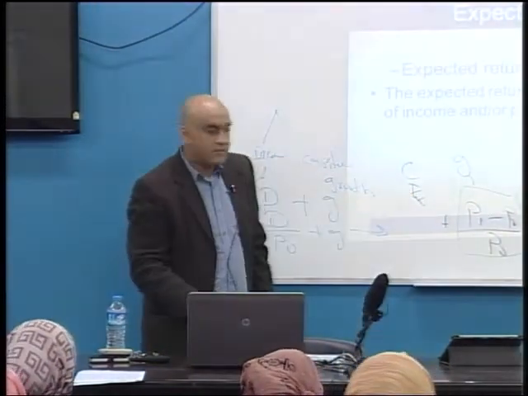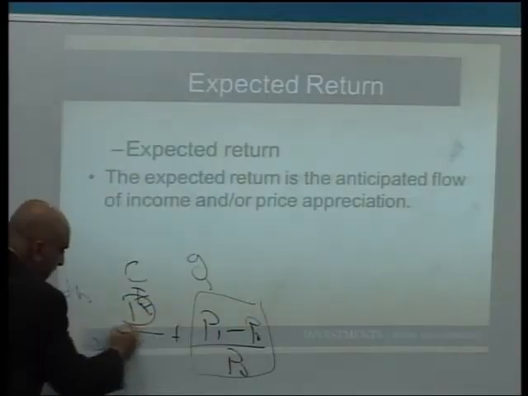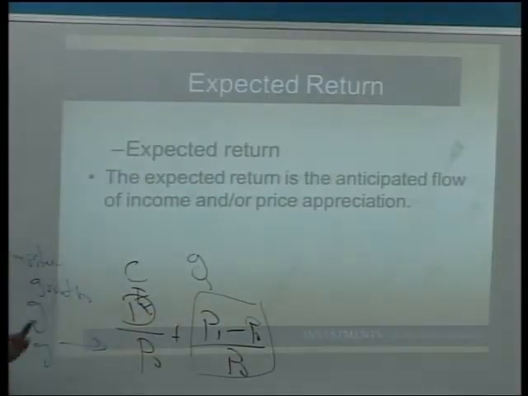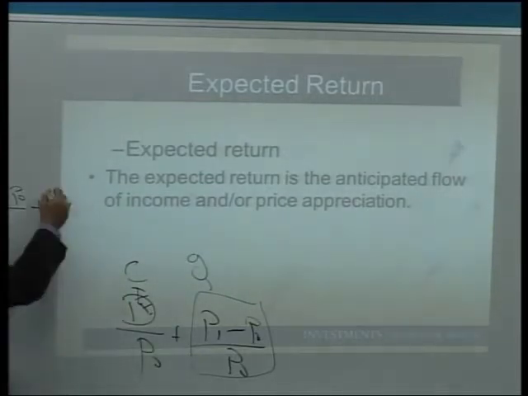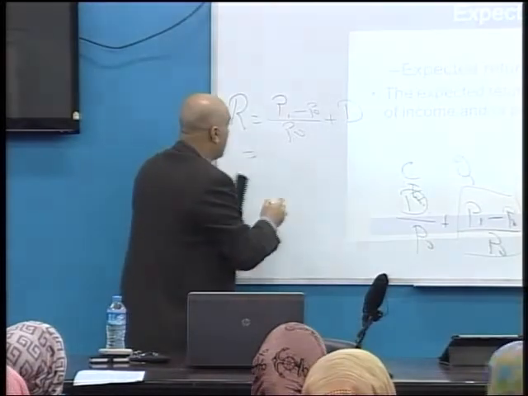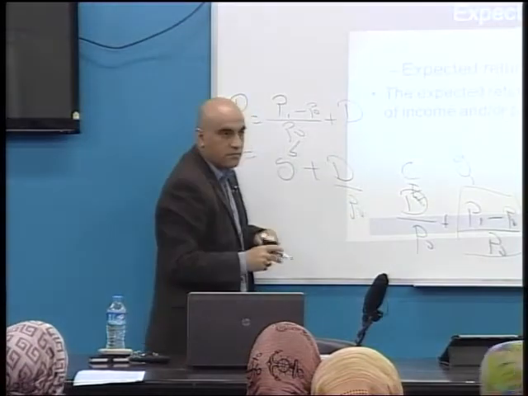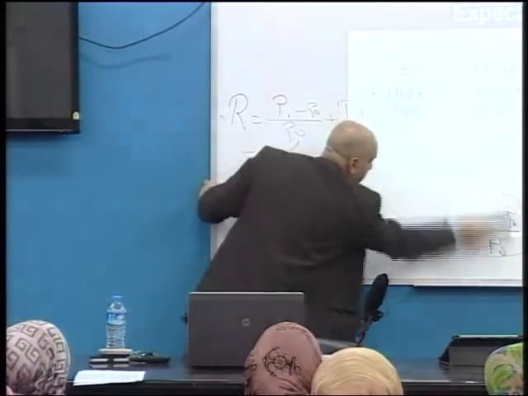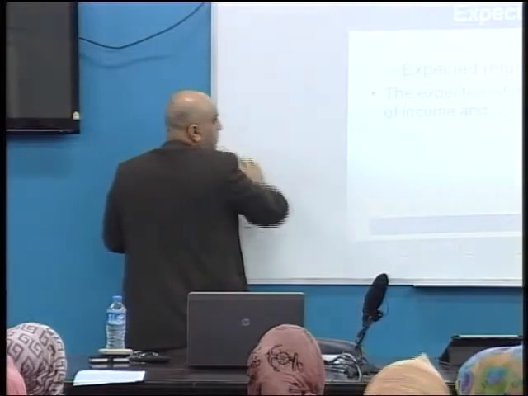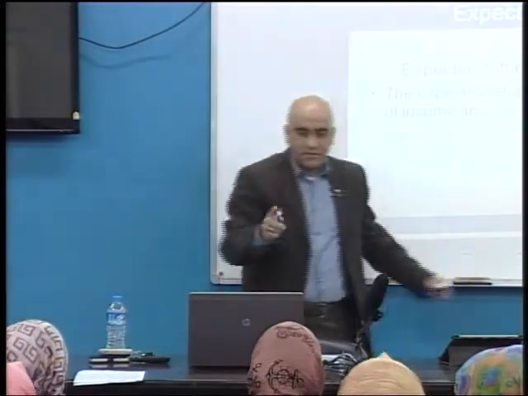Well, D divided by B naught. We can rewrite the formula as return is equal to B1 minus B naught divided by B naught, plus the dividends. Again, this is the growth and this is the dividends. Okay? Now, we will go back to this. Don't worry about this. We will explain this again.